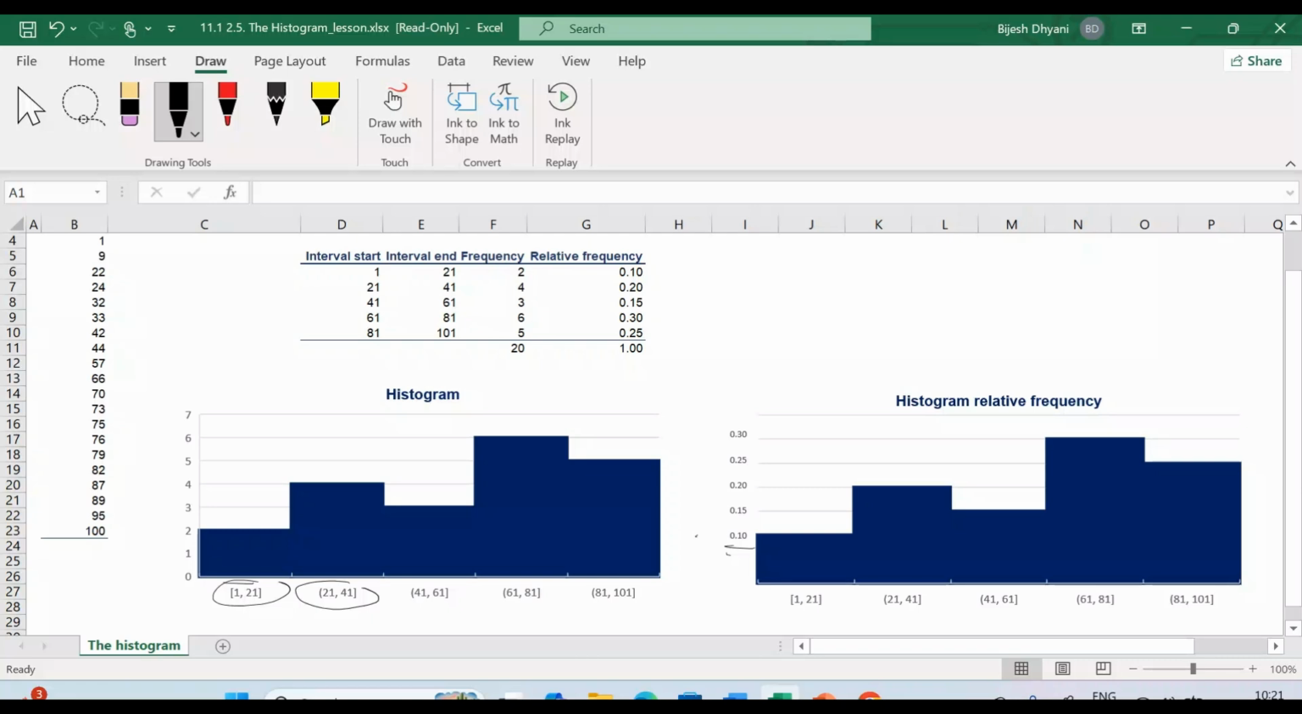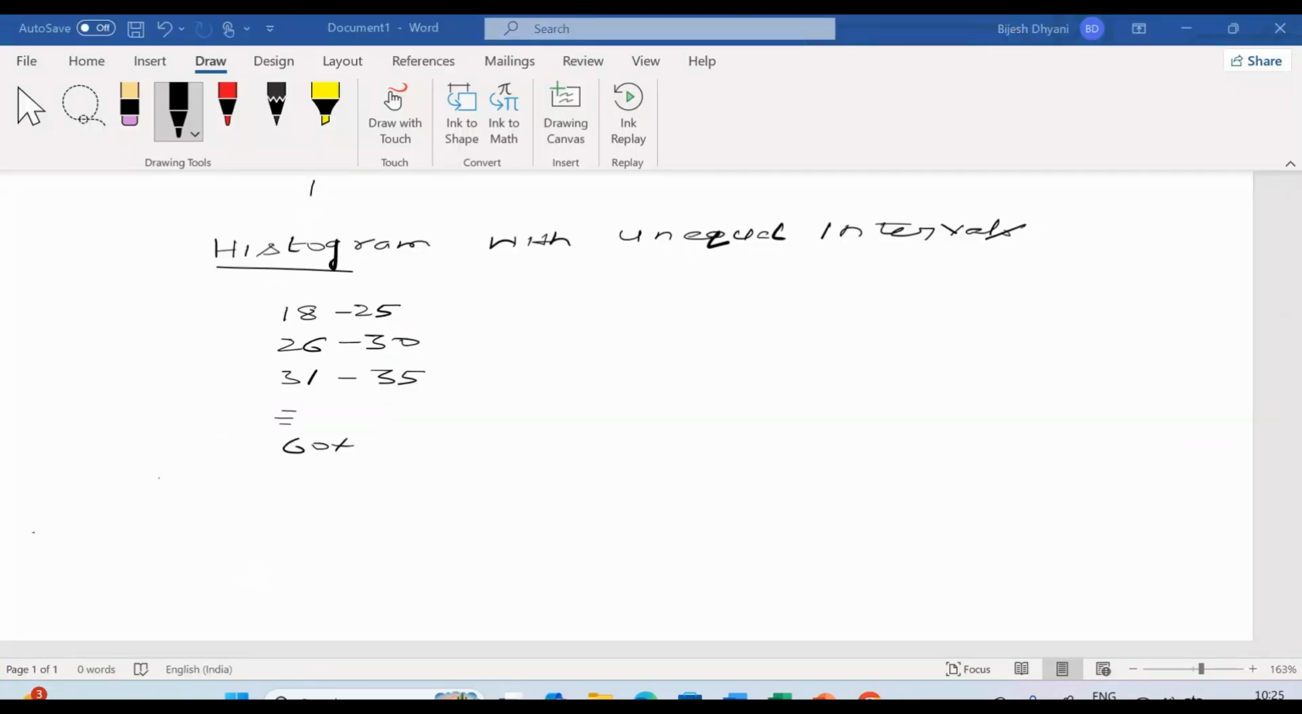So, histograms with unequal intervals. There is one last thing to note. We may create a histogram with unequal intervals as well. Now we'll talk about histograms with unequal intervals and where they are used in real life.